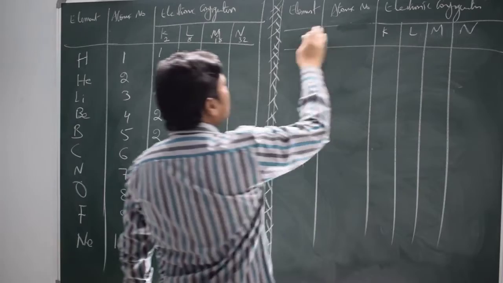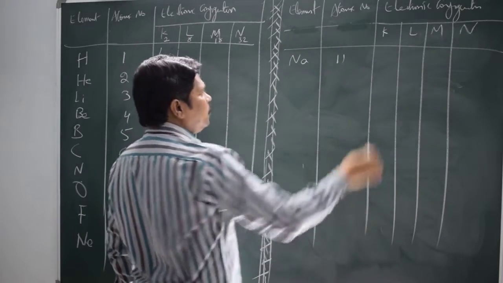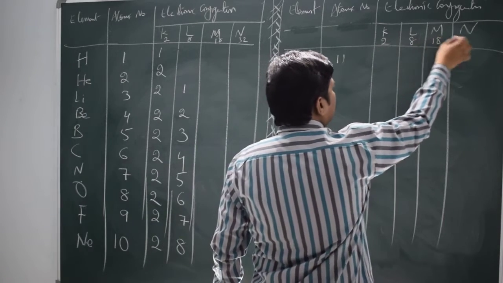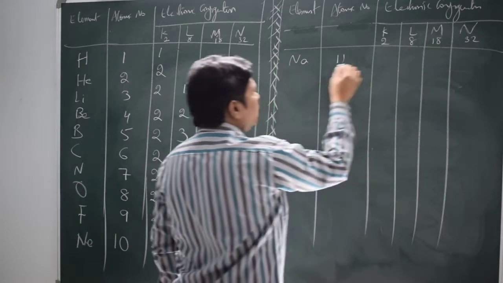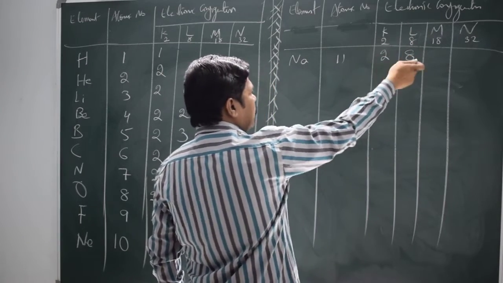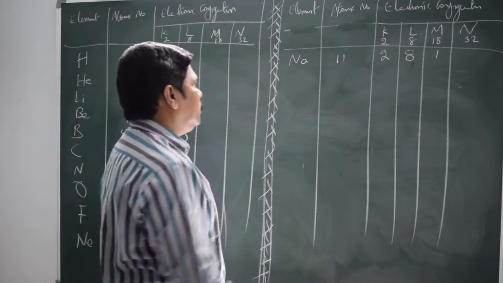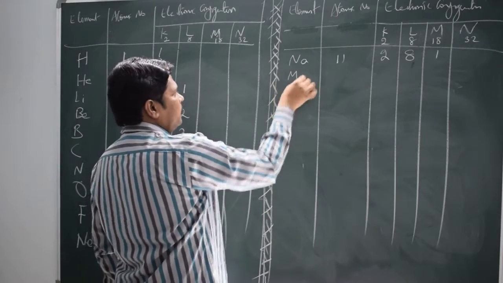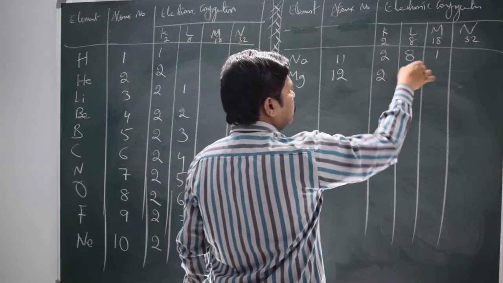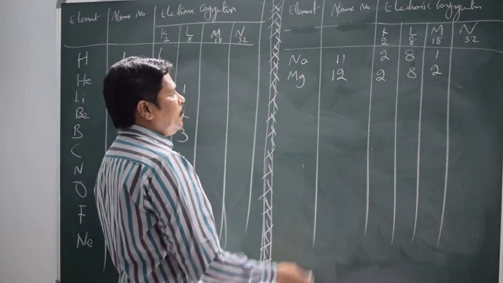We'll go with the 11th element, sodium. So sodium, atomic number 11. So first 2, 8, then 18 and 32. So 11 electrons are there: 2, 8. These 2 shells are completely filled. Now we are going for the third shell. 1 electron enters into the M shell. Now magnesium, 12: 2, 8 and 2. These 2 electrons enter into the M shell.